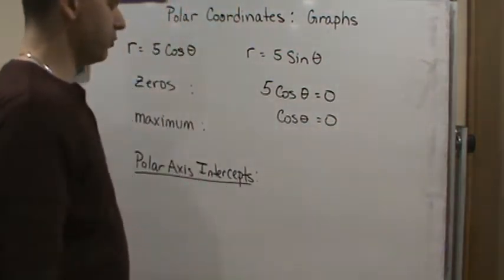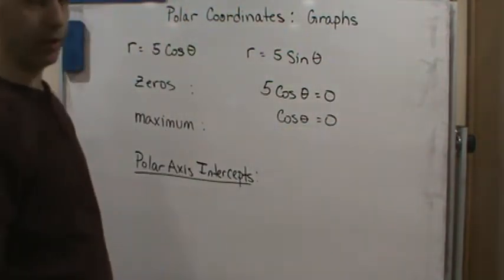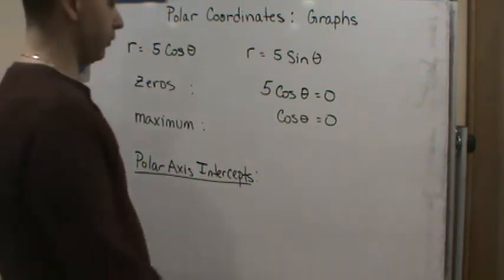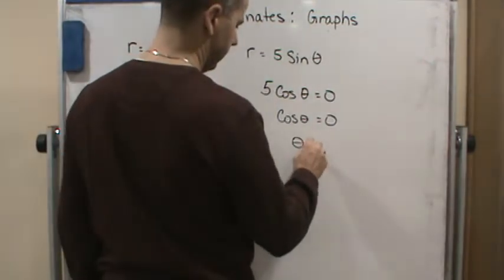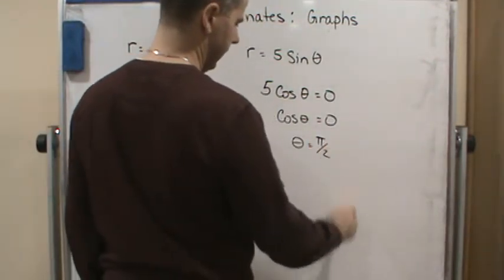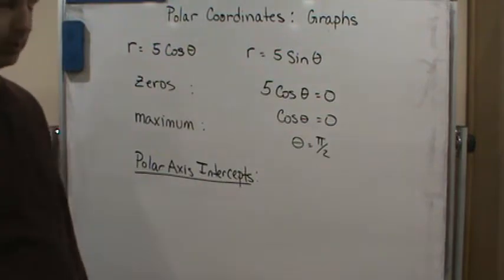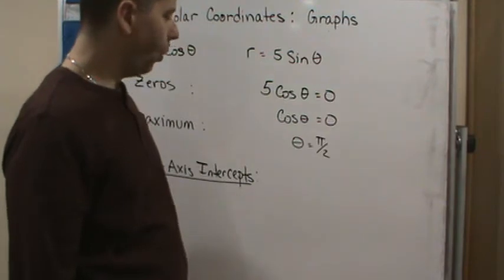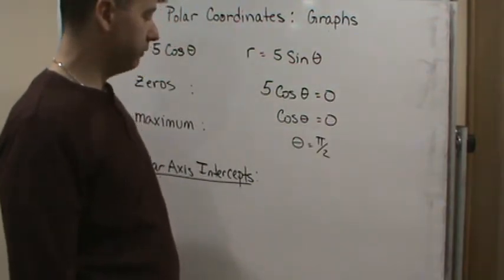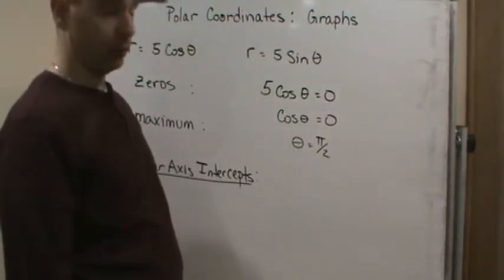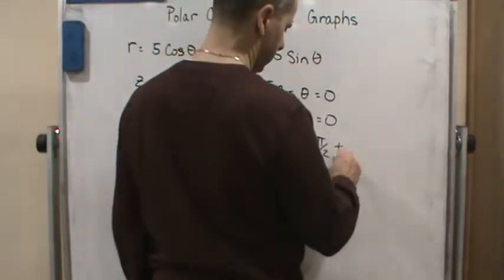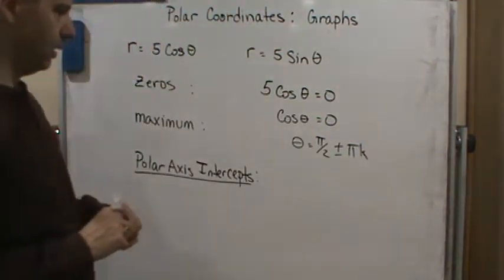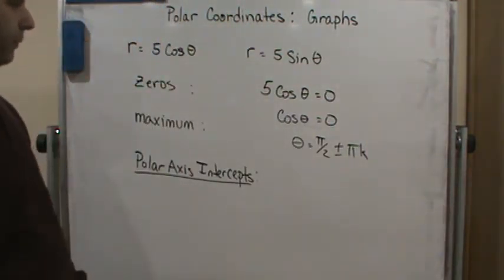Then we ask ourselves, what value of theta will give us a cosine of 0? Of course, this is going to be theta equal to pi over 2. That's going to be the first one, or any multiple of pi. So this will be plus or minus pi times k.